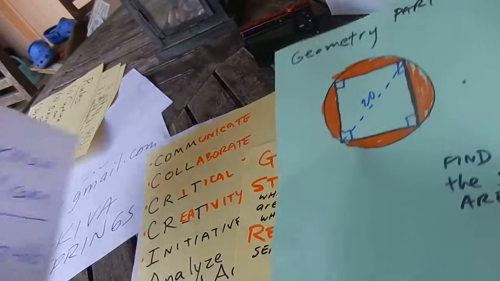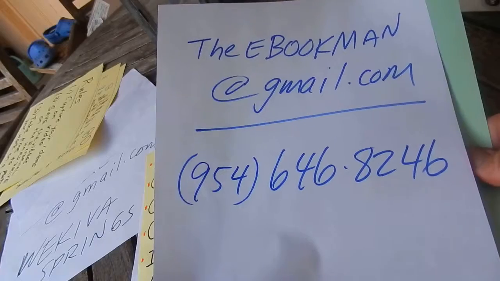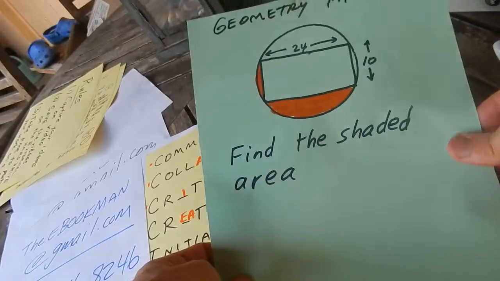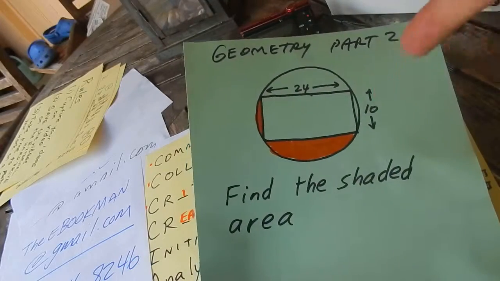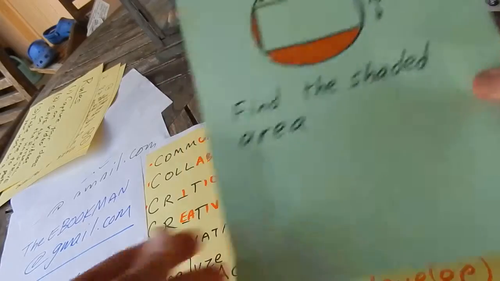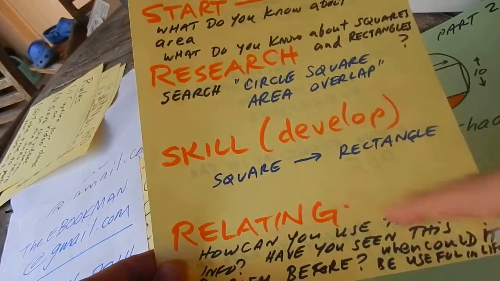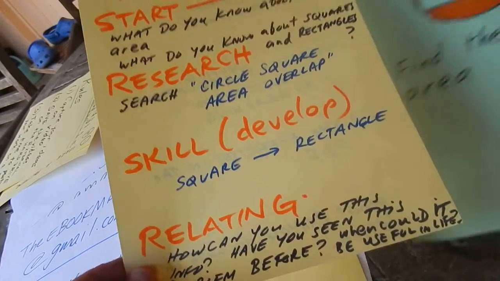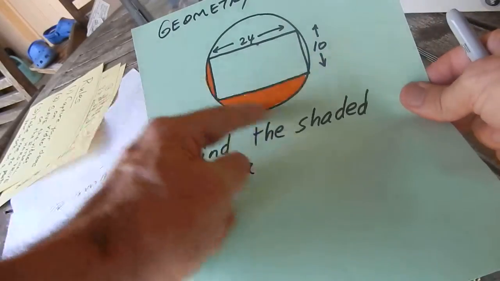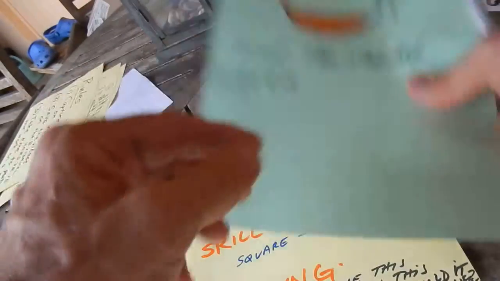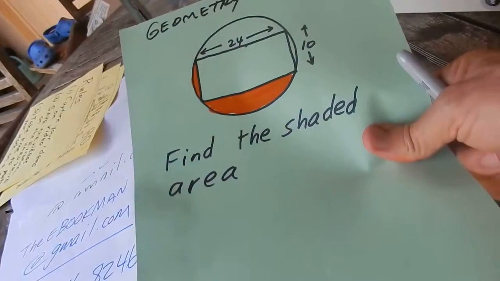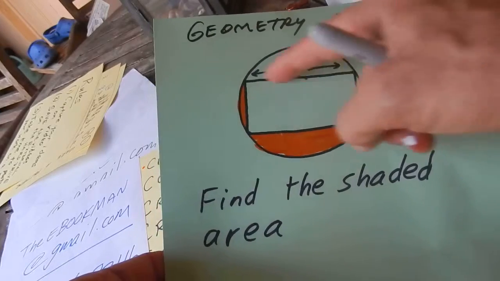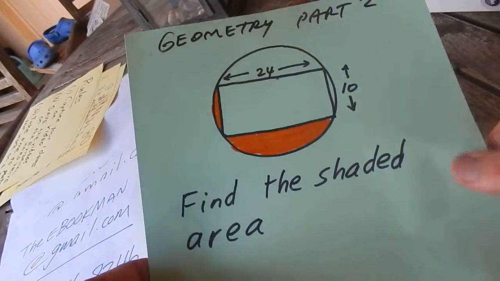Then what you would do is email me or call me with your response. Once you go that far, this is the second area, the next stage. This is what we would call skill development. Can you extend what you know about squares and move it to rectangles? And notice that this one has only half, not all four sides. It only has half shaded. So that will mean something a little bit different. Notice that you might have something going on here too.